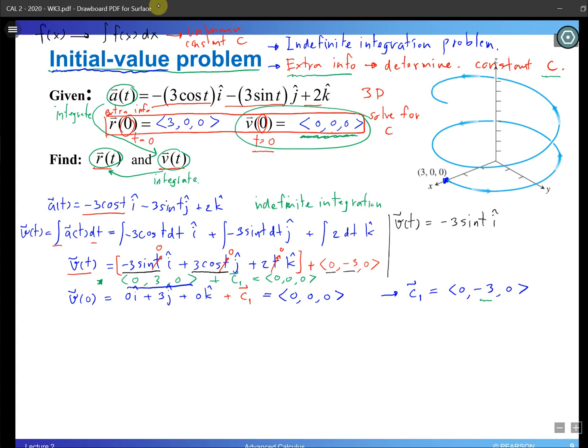So I'm going to have this plus 3 cosine t minus 3 j, I'm sorry. And for the last component, I have this 2t plus 0. So plus 2t k hat. Alright, and that is the final answer for the vector functions for the velocity.